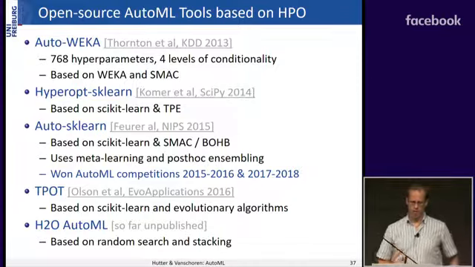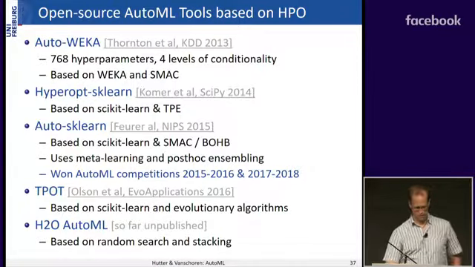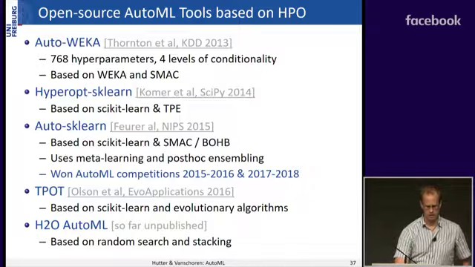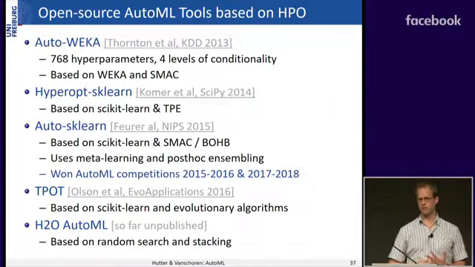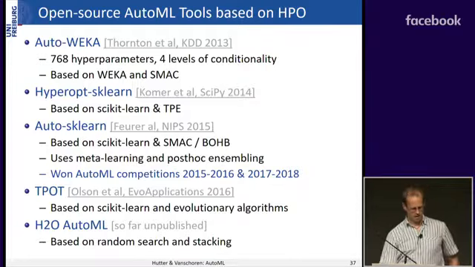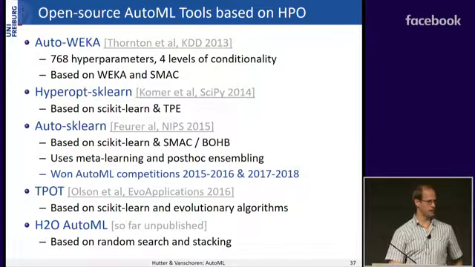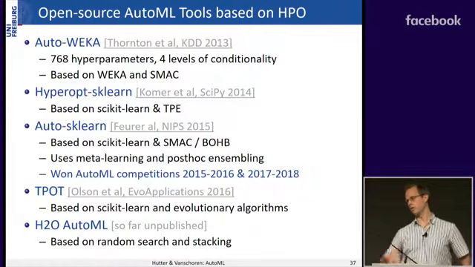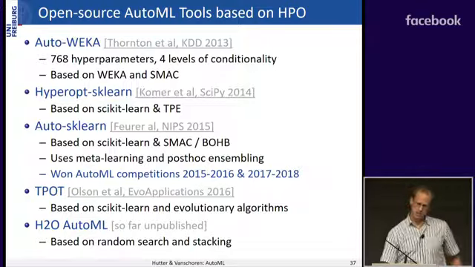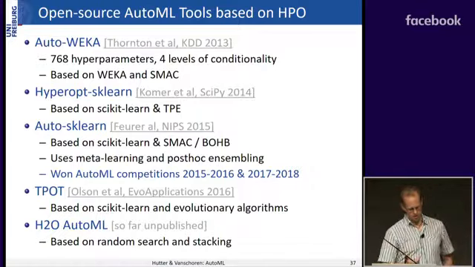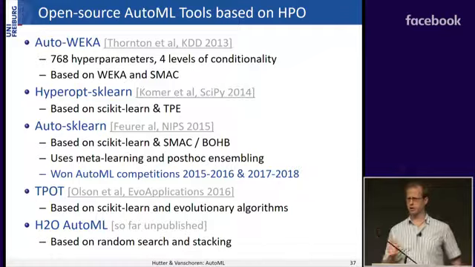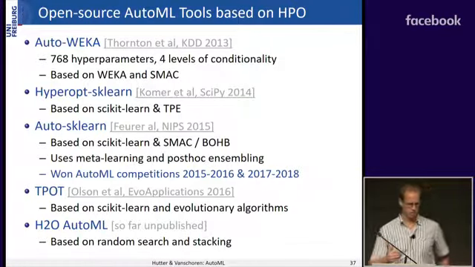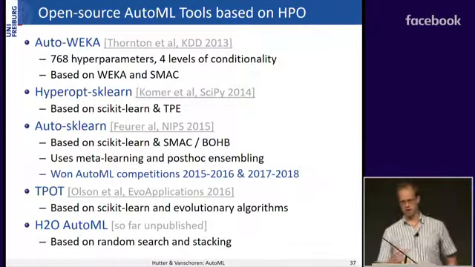There are several open source tools that are based on hyperparameter optimization. So AutoWeka I already mentioned. This is based on the Weka machine learning framework in Java and SMAC as an optimizer. There's HyperOptSKLearn, which is based on scikit-learn and TPE. There's AutoSKLearn, also based on scikit-learn and SMAC, or in a newer version on Bob. This also uses meta-learning in order to jumpstart the optimization and post-hoc ensembling. And it won the AutoML competitions, well, the first one and the second one. There is a third one going on right now, and there's going to be a workshop about challenges in machine learning where that's going to be discussed.